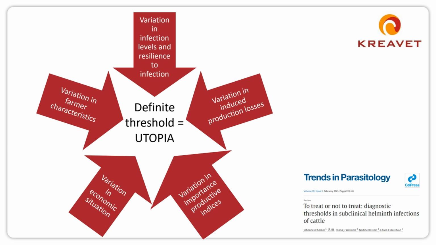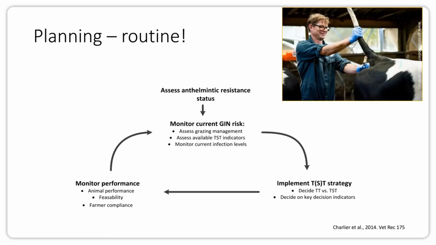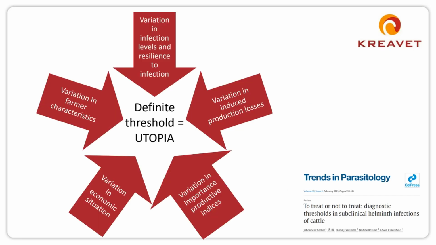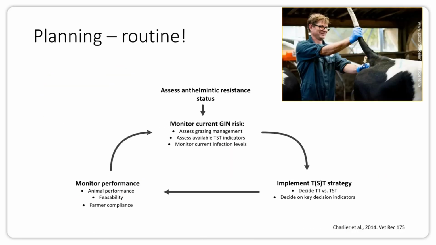So if there's no threshold, what can we do? We can, of course, monitor and establish a baseline. If we regularly monitor, we understand the situation, and we can manage the situation. And this can be farm specific. In this whole process, the veterinarian would be key, and planning and routine would be key.